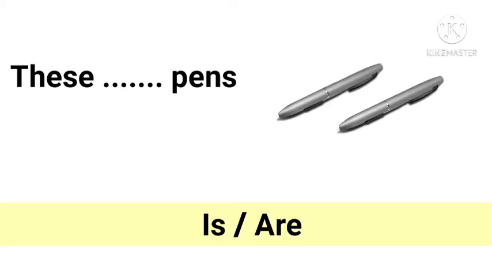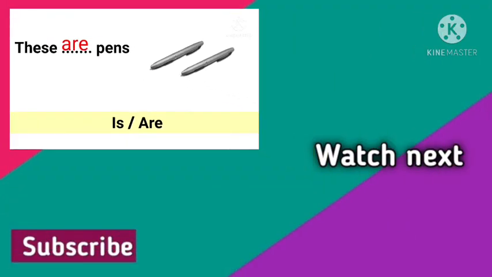Sentence number 4. These blank pens. In this blank, which one should we use? Is or are? I will give you 3 seconds. 3, 2, 1. The right answer is are because this is not a singular noun. These are two pens, so these are two nouns. That's why we use are. So this is the end of this video.